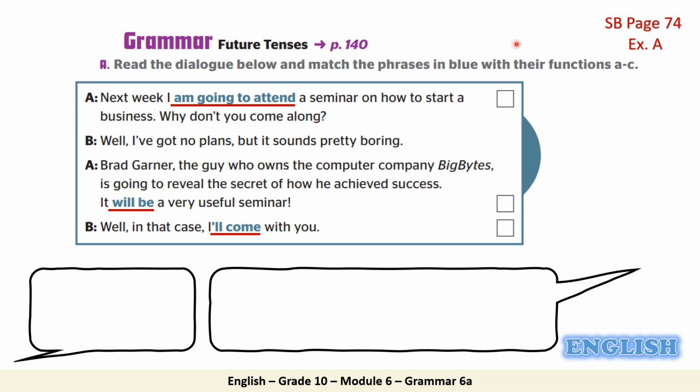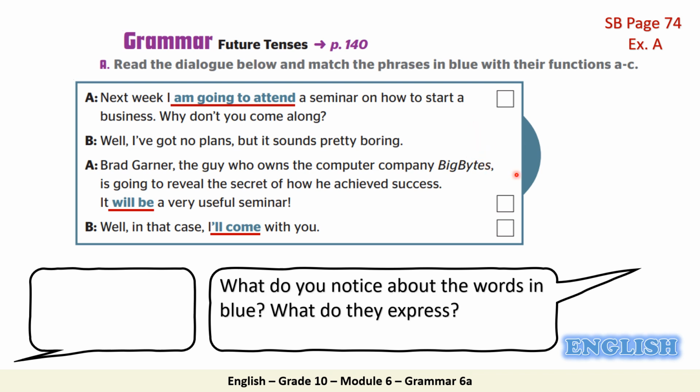I need you all to look at your student books, page 74, exercise A. Let's take a look at the box we have here and try to answer this question. What do you notice about the words in blue? What do they express? Pause the video and try to figure it out. Did you guess? Yes, the answer is they express the future.